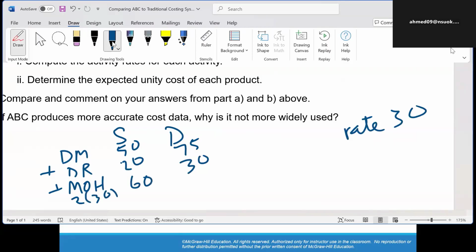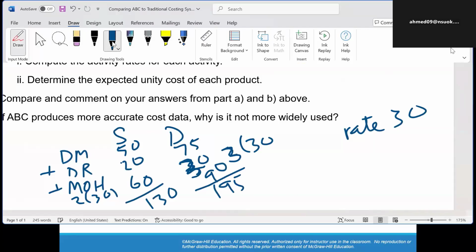Under here, 2 hours. No, this one is 20. Sorry, no, it's 10, and 25. Okay, no, it was 3 times 30, so that is 90. So if I add this together, I will have 195. And this one I add together, I will have 130.